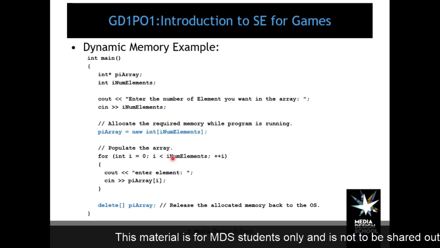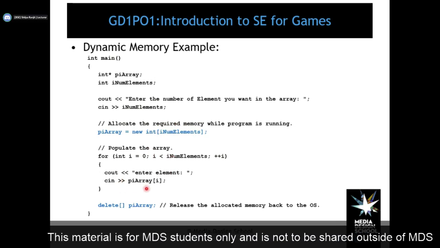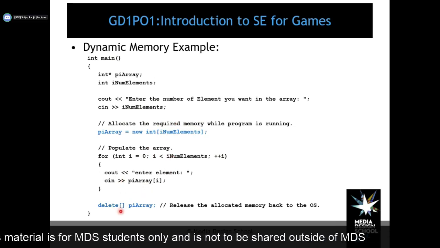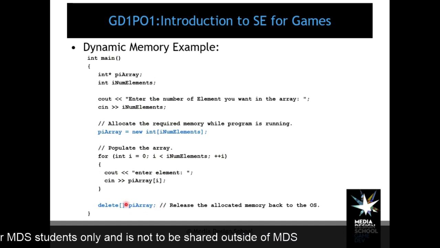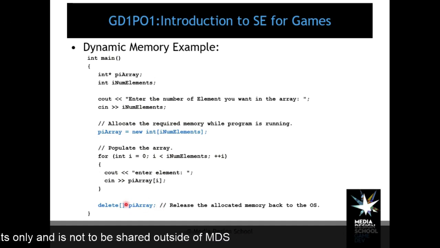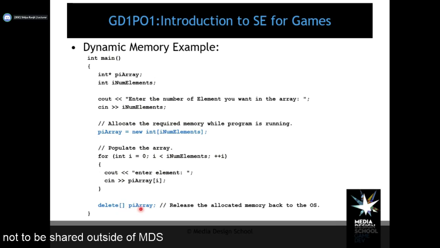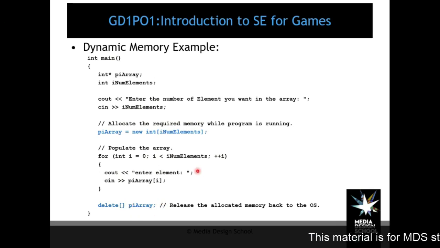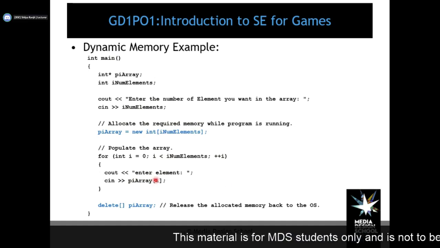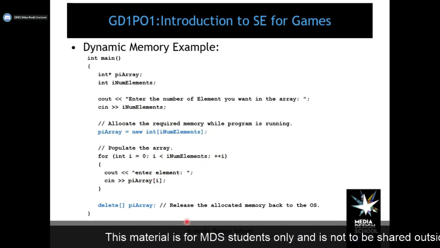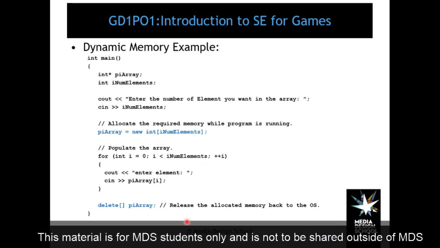Okay. Do whatever you want with that array. And finally I say delete, empty square bracket, pi array. So this indicates to the compiler that the pi array, which is actually an array, needs to be deallocated. Deallocate all the array elements in the pi array pointer. And that's how dynamic memory allocation works for a pointer.